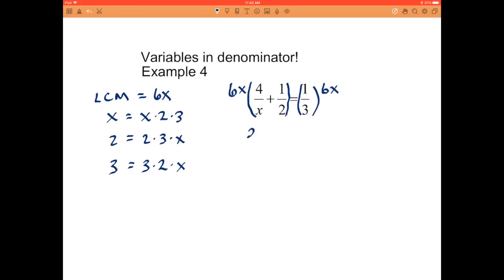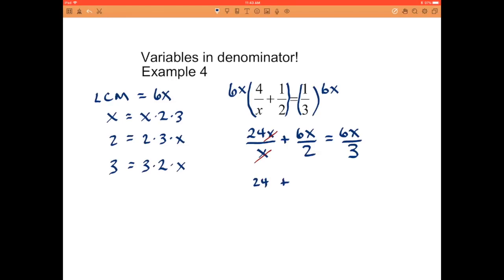6x times 4 would be 24x. Right now that's still over x. 6x times 1 is 6x, and that's over 2. And then 6x times 1 on the other side is 6x, and that's over 3. Now, I'm only doing this now because I have variables in the denominator here, and I want to make sure that we're focusing on canceling out factors that appear both in the numerator and the denominator. So you'll see here our x's will cancel out, leaving us with just that 24.